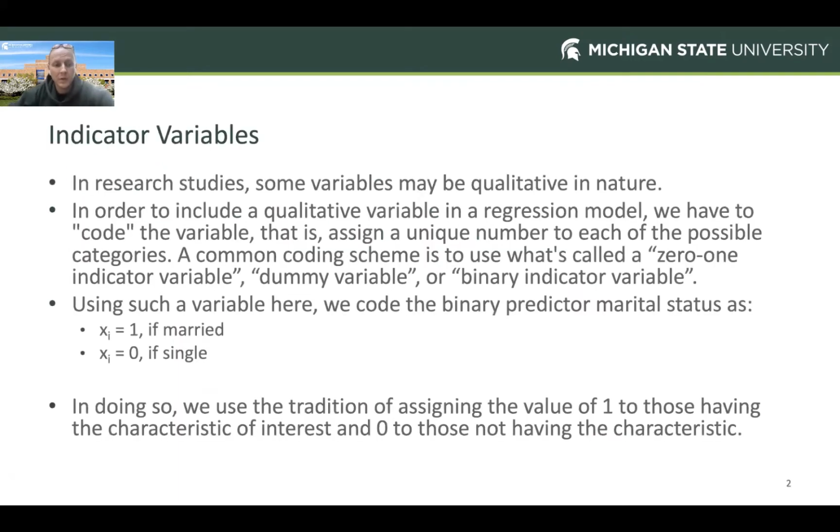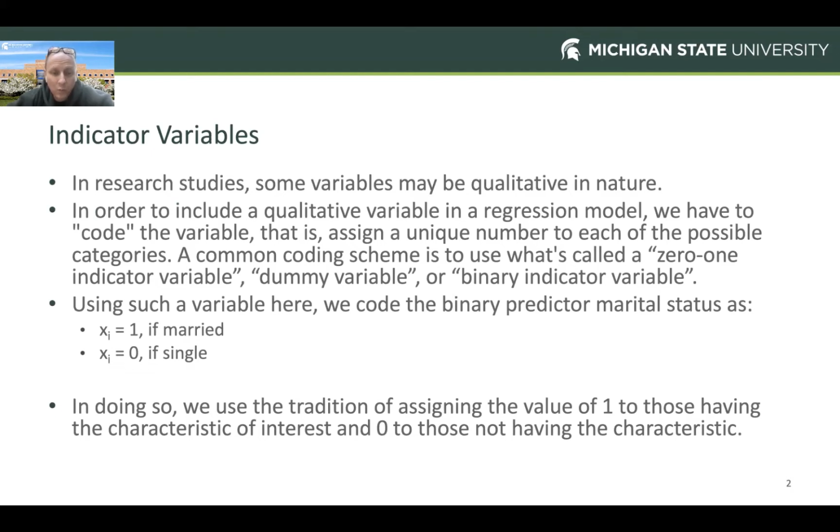Okay? And so in research studies, oftentimes we will confront variables that may be qualitative in nature. And so in those instances, we basically need to think about a way in which we can code those variables such that they could be incorporated directly into our regression analysis. And so in this context, what we want to do is basically assign a unique number to each possible category that that variable can take.